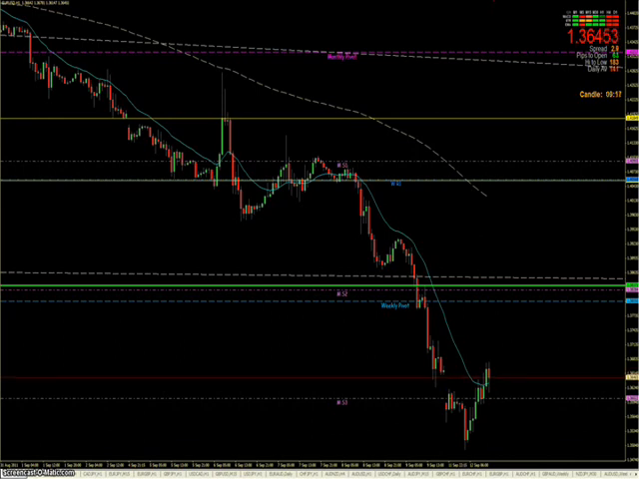Here's an example. You're looking at the euro-dollar 1-hour chart today, this morning, and as you can see, there's a gap down. We'll talk about that in a minute. Over the weekend, that's now been filled. Weekly pivot point is located here. Monthly pivot point is way up here.